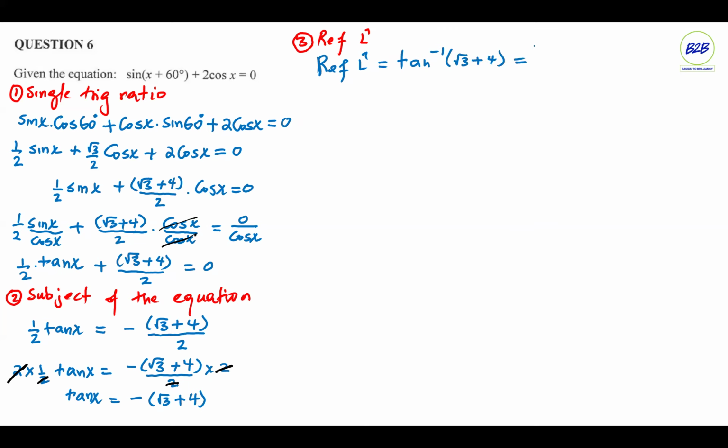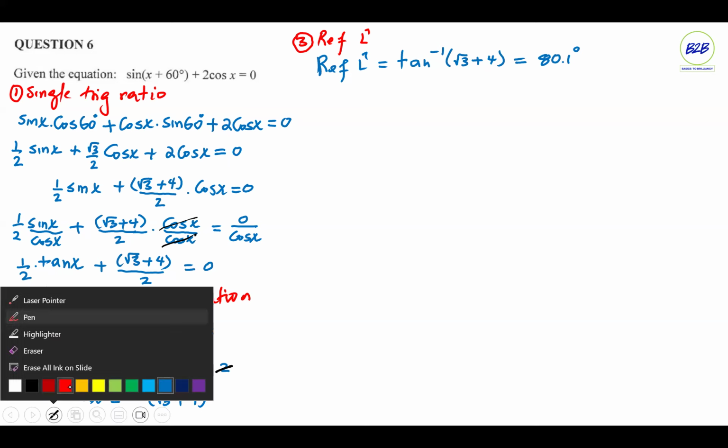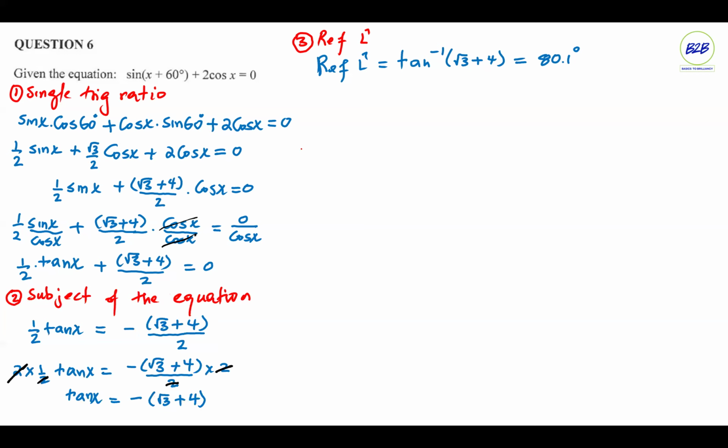And then we must get 80,1 degrees as the reference angle. Right. Then after having performed our third step, we go to our fourth step, which is to choose quadrants. We then now choose our quadrants.